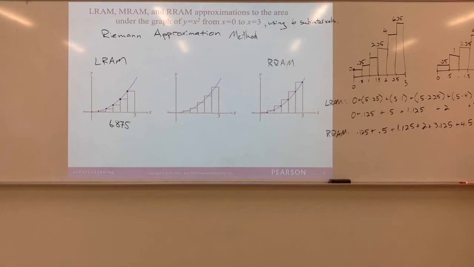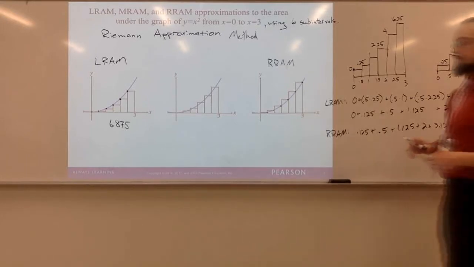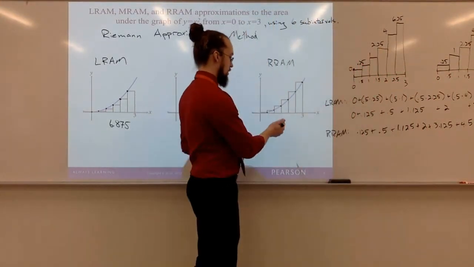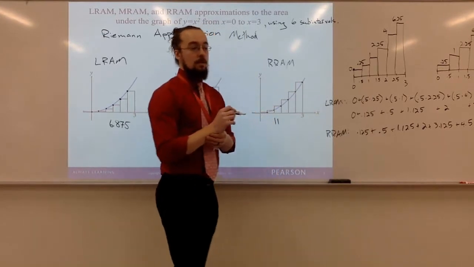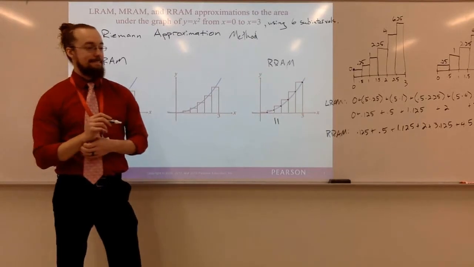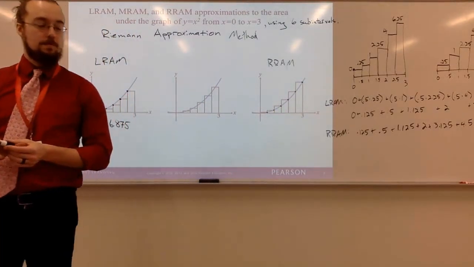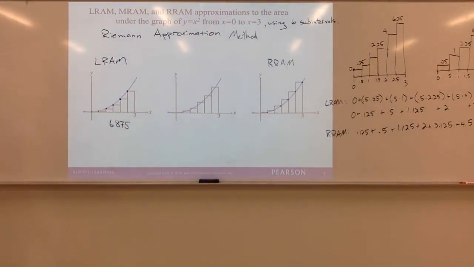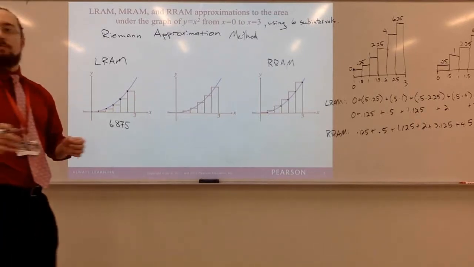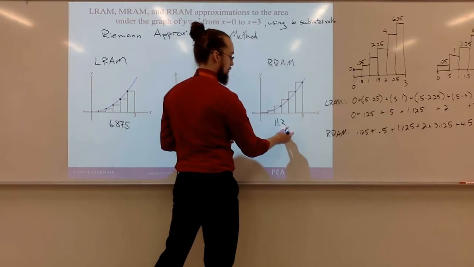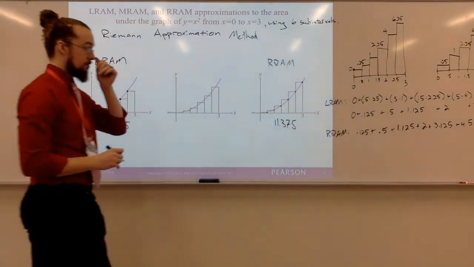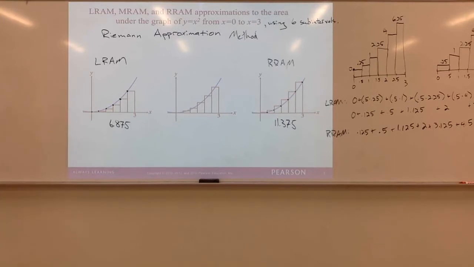So if I add those 6 areas together, what do I get for my estimate for the right Riemann approximation? 11 point something. No, not 11. What am I talking about? This is why I gave up on it. 11.375. Oh, hey, that's what I got. I did something right.